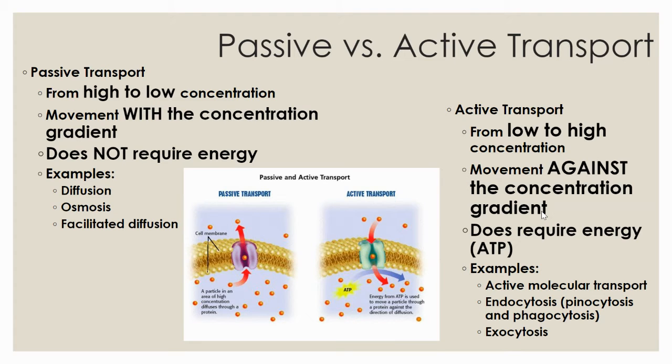All right, so what does that all mean? What we're going to be talking about is transport of materials across the cell membrane, and we talk about passive transport and active transport. Passive transport is when materials move from an area of high concentration to an area of low concentration. We say that's with the concentration gradient, and it doesn't require any extra energy. Some examples are diffusion, osmosis, and facilitated diffusion.